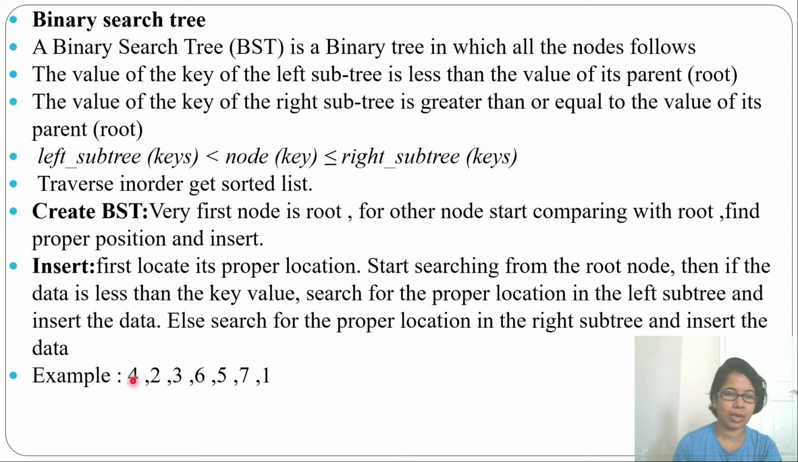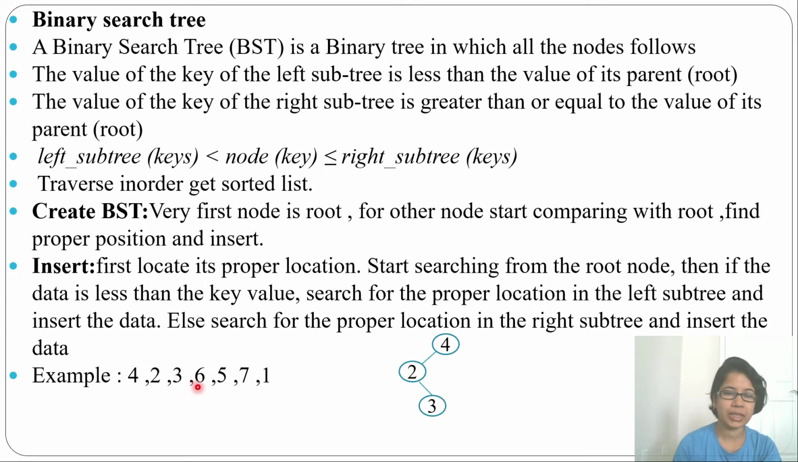So now what is the first node? That will be the root. So 4 will be the root. Then 2. So will 2 be the left child or right child? 2 is less than 4, so it will be the left child. Okay. So next 3. 3 is less than 4, so it will go to the left subtree. Then 3 is greater than 2, so 3 will be the right child of 2. So just insert 3 here.